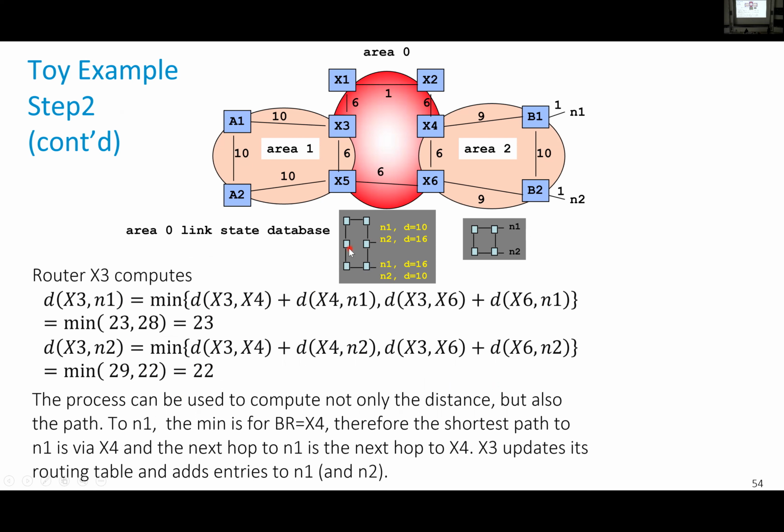When computing this, it will also remember what is the shortest path. For example, to N1, the mean of the 2 was via the border router X4. So when X3 wants to go to N1, it had 2 possibilities, via X4 or X6, and this one gave the mean. So I know also the shortest path should go via X4. So in my routing table, I will put that in order to go to N1, I have to go to whatever shortest path is the same as going to N4.